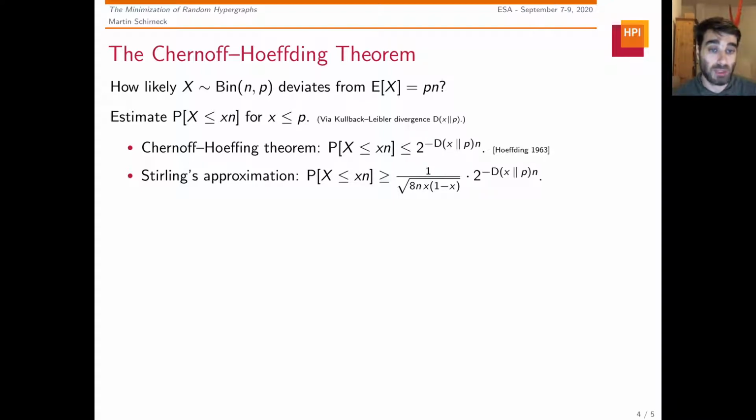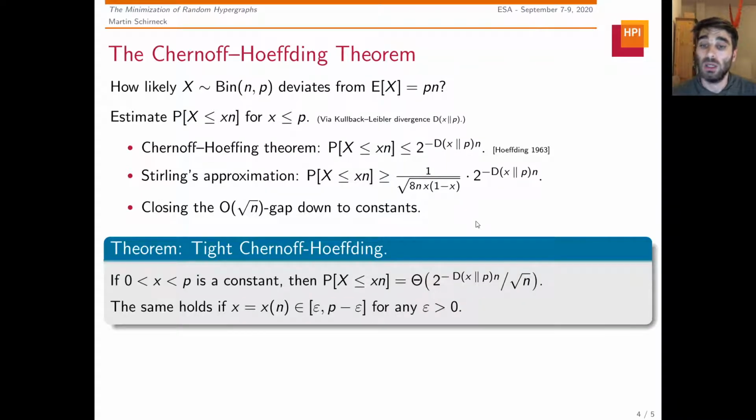There's a square root n gap, and we close it down to a constant in order to derive tight bounds also on the minimization. In other words, we show that as long as x is strictly between 0 and p, the probability behaves essentially like the lower bound. So 2 to the minus the divergence times n, divided by square root of n. And this even holds true if x depends on n, as long as it is bounded away from these boundaries 0 and p.